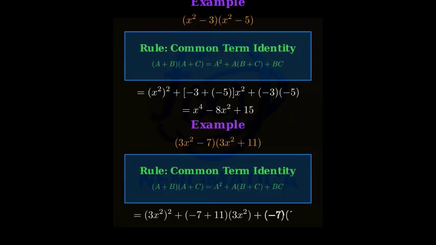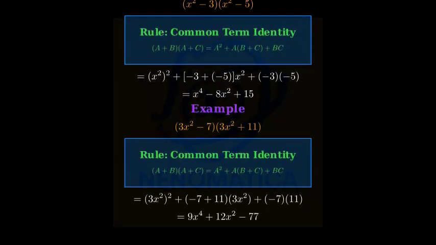Let's simplify this expression. (3x squared) squared is 9x to the 4th power. The sum of -7 and +11 is +4, and the product of -7 and +11 is -77. So our expanded expression is 9x to the 4th power plus 12x squared minus 77.